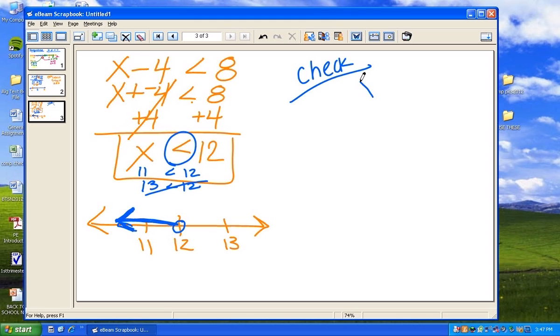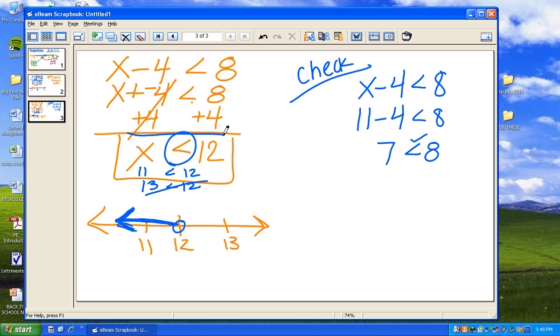So I'm going to start with my original problem. And now I'm going to plug in that 11. 11 minus 4 is less than 8. Now 11 minus 4 makes 7, and 7 is less than 8. And so we have checked it, and we know that this equation is the correct answer, and this is the correct graph. Okay?